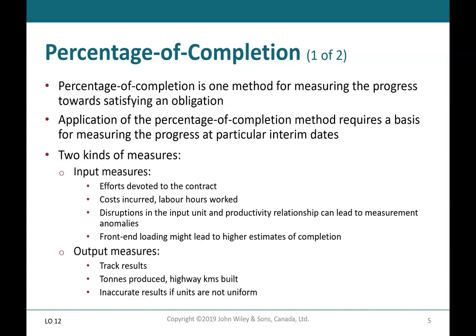Two kinds of measures. Input measures: efforts devoted to the contract, such as costs incurred and labor hours worked. Disruptions in the input unit and productivity relationship can lead to measurement anomalies. Front-end loading might lead to higher estimates of completion. Output measures: track results, such as tons produced or highway kilometers built. These give inaccurate results if units are not uniform.